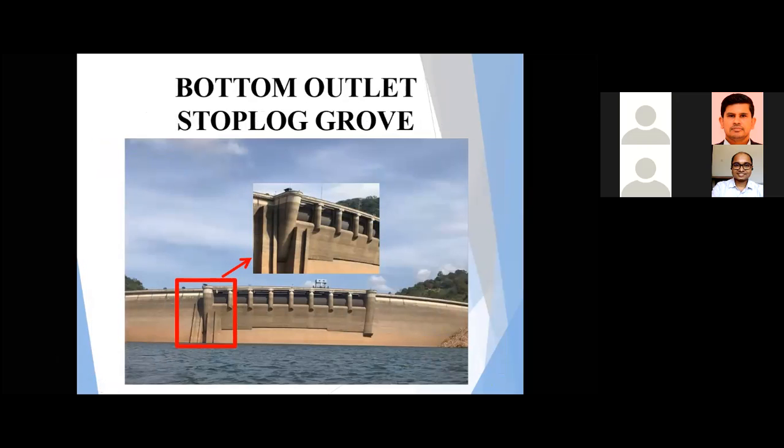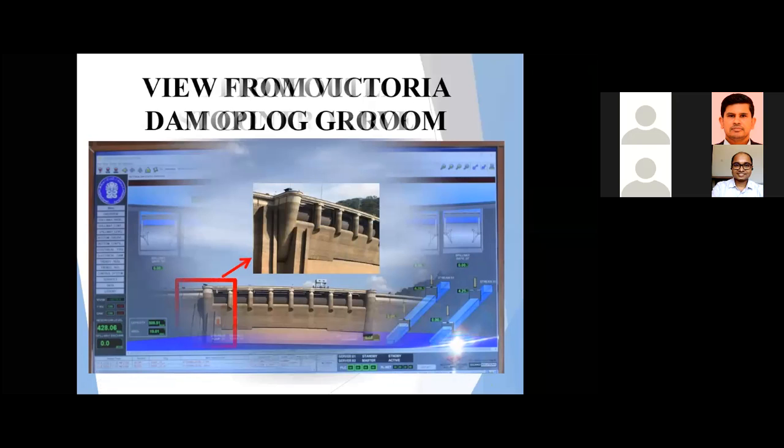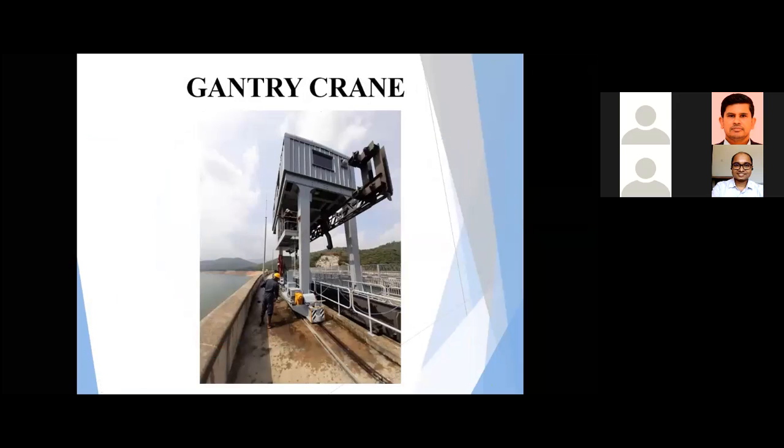This is in case of repair purposes. From here we can put stop blocks to repair these gates. So this is where we put stop blocks using a crane. We can lower the stop blocks to block these bottom outlet sluices and repair the gate. And for gate repair works, we can use the gantry crane located on top of the dam to lower the stop blocks to block the water flow, and we can do the maintenance of the gate.